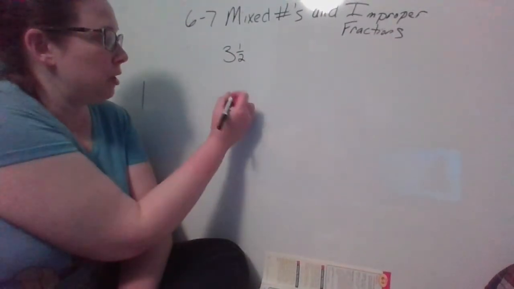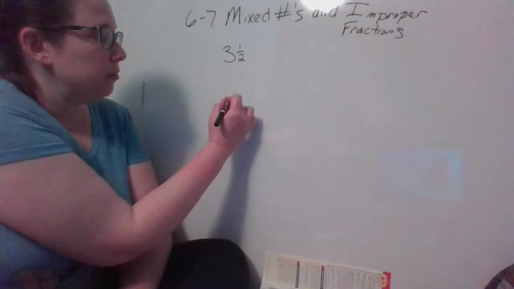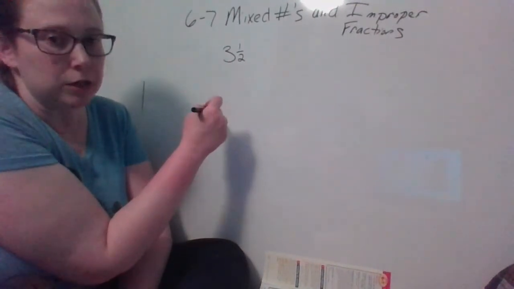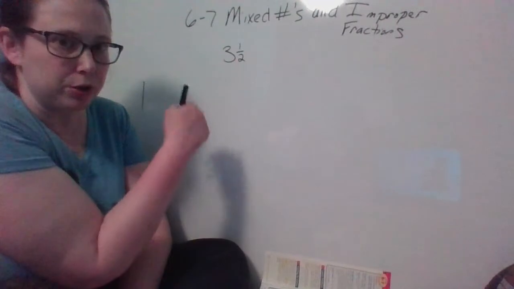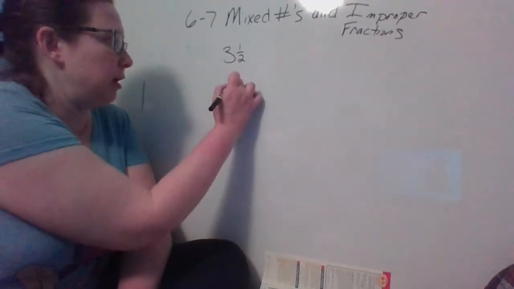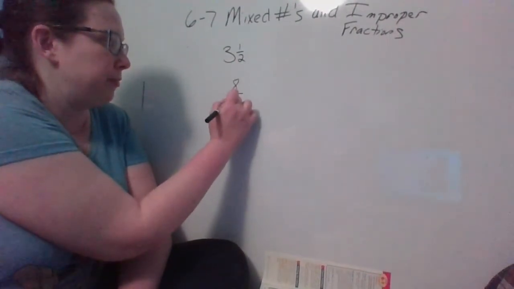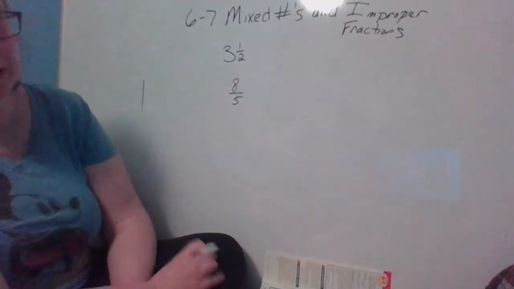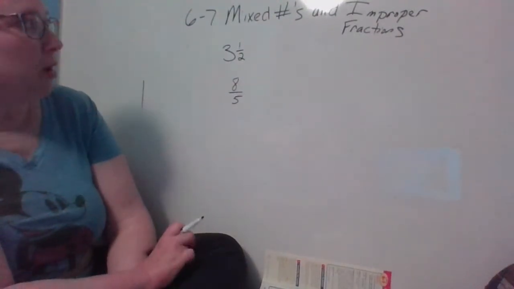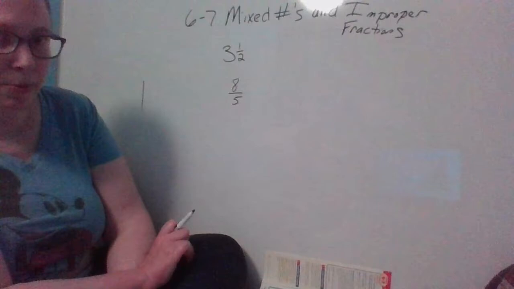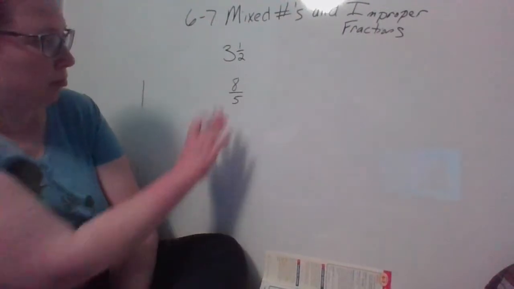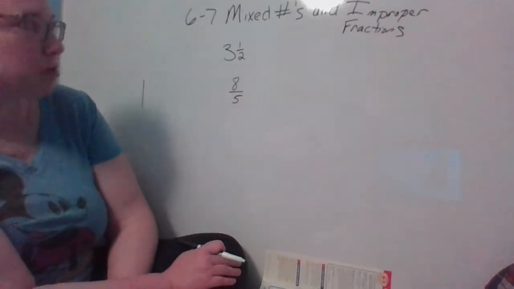Improper fractions are when the value of your fraction is bigger than 1, so your numerator is larger than your denominator. So say we have 8/5. That's an improper fraction. We're going to be talking about changing mixed numbers into improper fractions and changing improper fractions into mixed numbers.